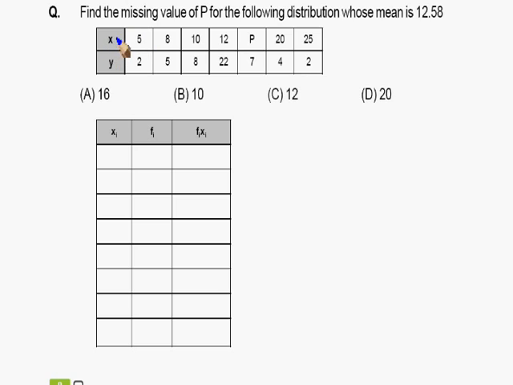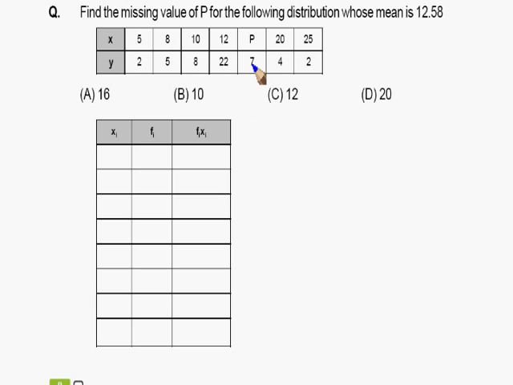So here x is your observations, that is 5, 8, 10, 12, and y is the frequency. Frequency means the number of times a particular observation occurs. Here the observation is 5 and its frequency is 2, it means 5 occurs 2 times. The observation is 8 and its frequency is 5, it means 8 occurs 5 times.